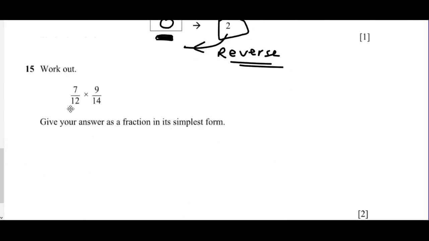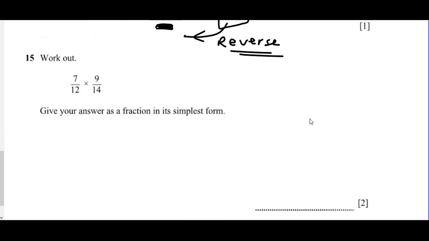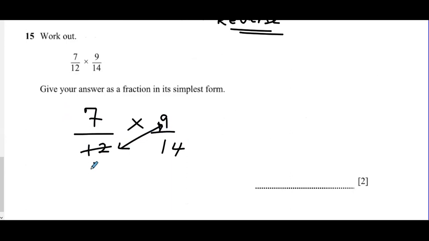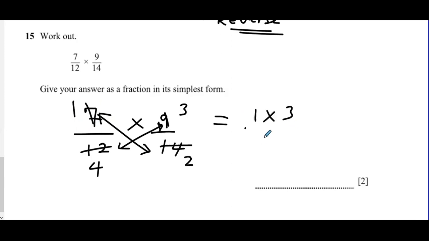Right, so work out that, give your answer as a fraction in simplest form. That is easy. So what you're gonna do is just go ahead writing 7 over 12 times 9 over 14. Check across. Are these numbers simplifiable? Yes, by 3 that is 4, by 3 that is 3. Are these numbers simplifiable? Yes, you can simplify by 7, that is 1. By 7, that is 2. So the answer will be 1 times 3 over 4 times 2. And this will give you 3 out of 8.